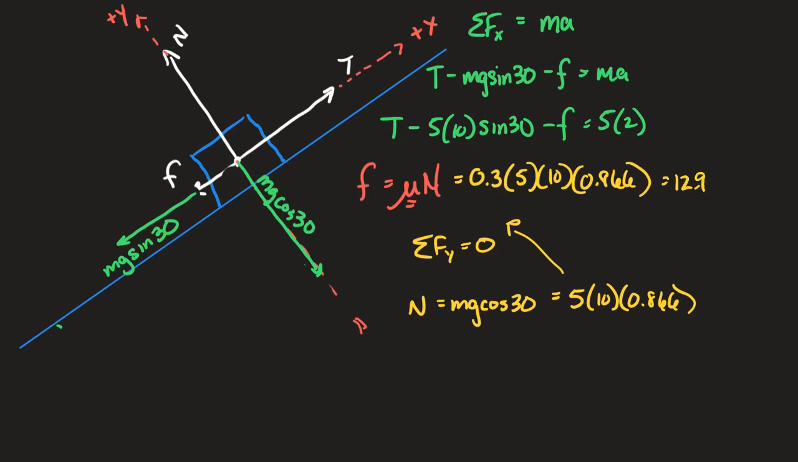And then that means T minus 25 minus 12.9 equals 10. Good? 25 and 12.9 is what? 37.9? Add it to both sides, and I get 47.9 newtons.